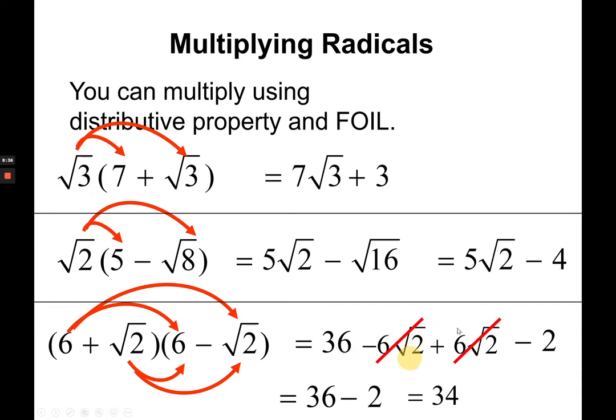This cancellation is only possible if the first terms are the same and then the second terms are the same, but one is plus, one is minus. If it does not follow this format, this cancellation is not possible. There are results when you combine like terms here, which will be another example on the next page. Let's deal with it right now. Let's proceed.